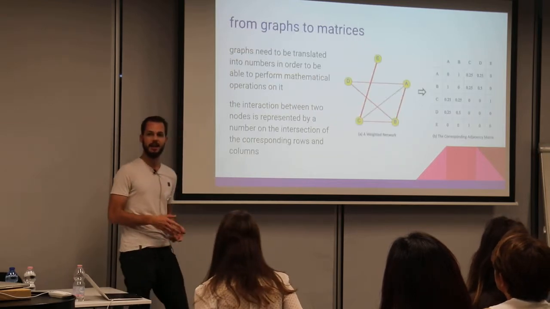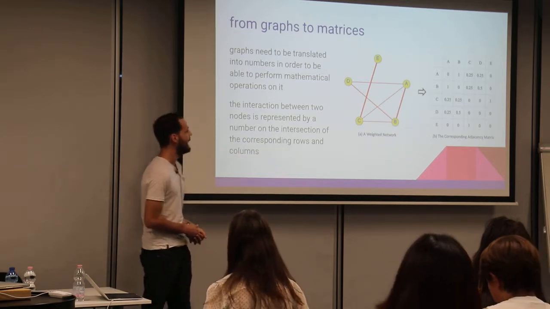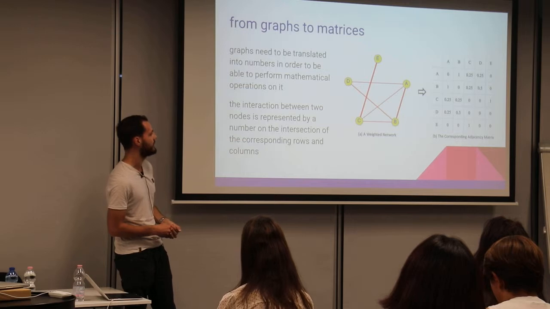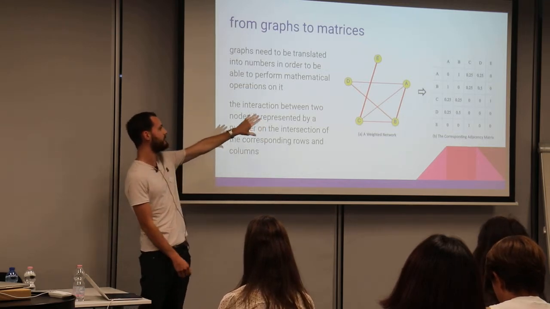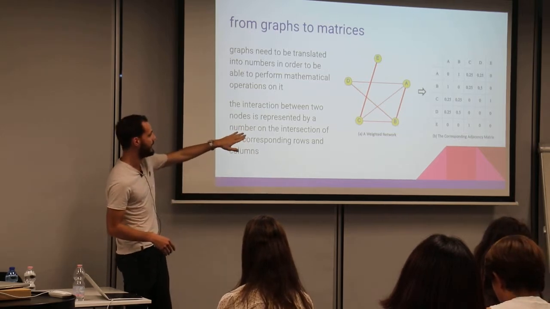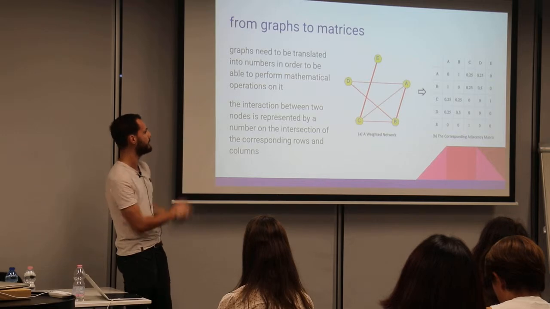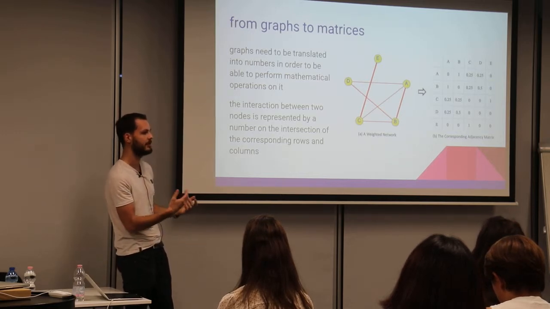So in order to deal with that in a mathematical way, we have to translate this graph into numbers. And an obvious way to do that is to display it as a matrix. So we see we have 5 nodes, 5 people here, and we arrange them in a grid. And whenever 2 people interact, which is depicted by the edge, we put a number there that kind of tells us how much they are interacting.